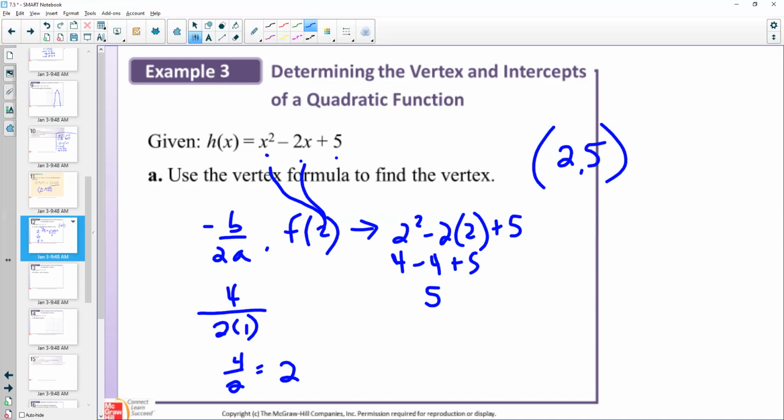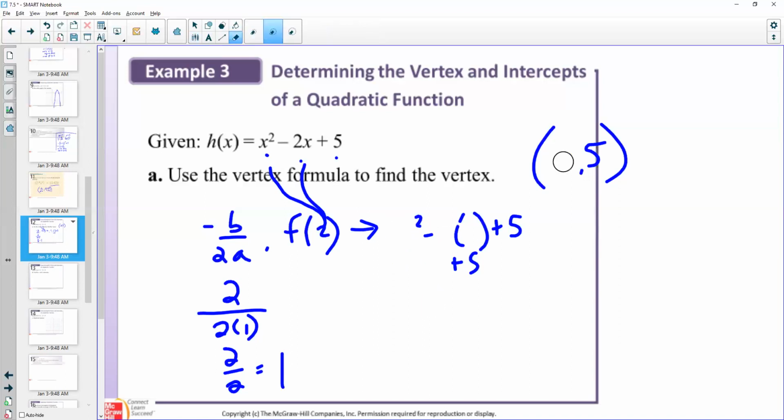Uh-oh, did I do the math right? Nope, I didn't. Where did I get the 4 from, friends? I don't know. This was supposed to be a 2. It was negative, negative 2, so that should have been 2 over 2, and that should be a 1. Let's try that again. You see what it meant to be, though.